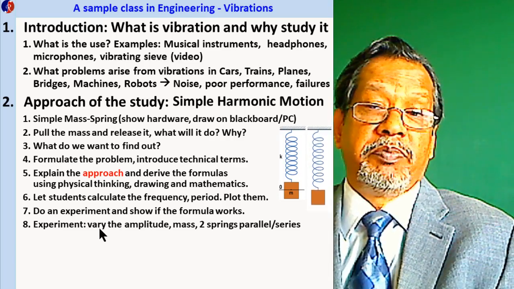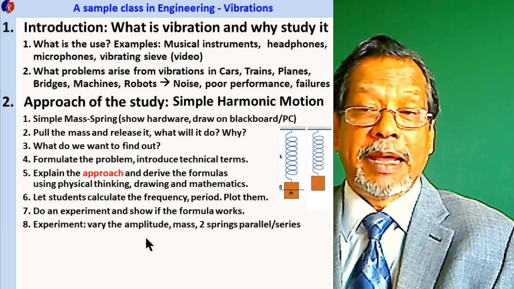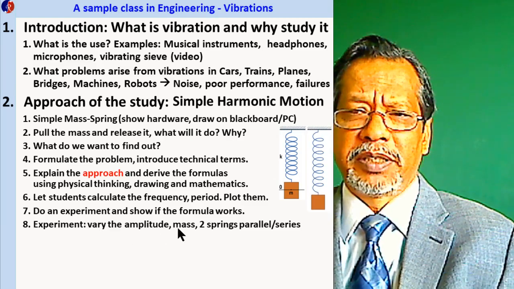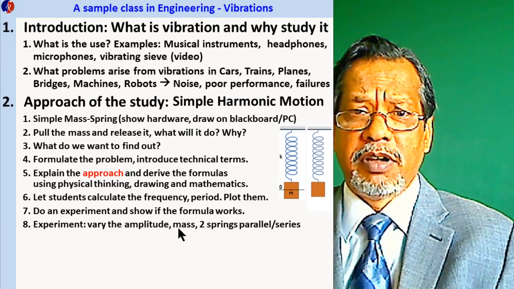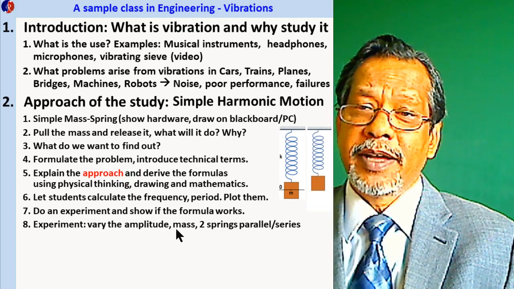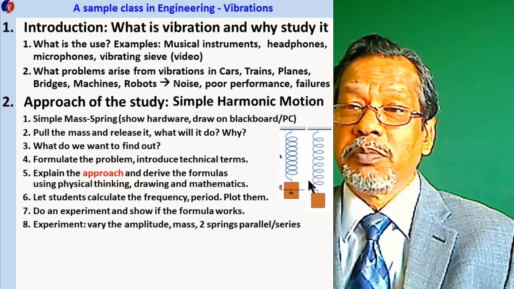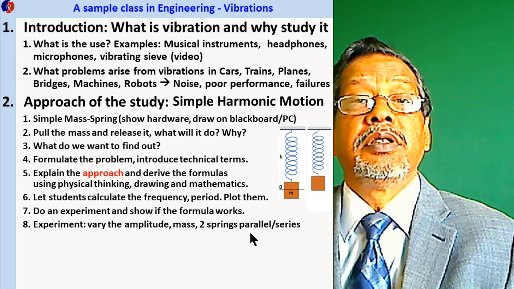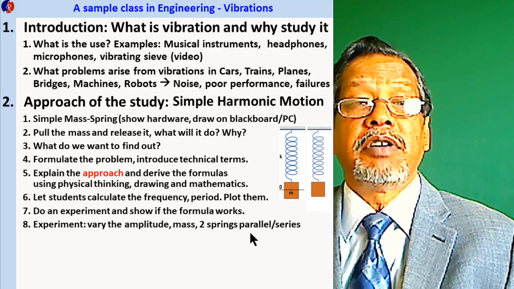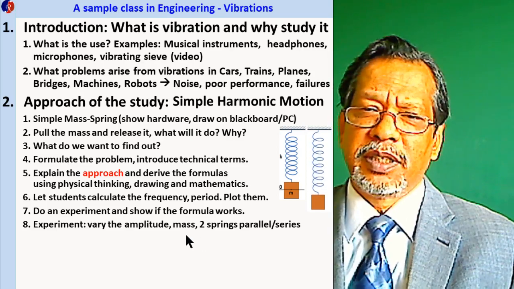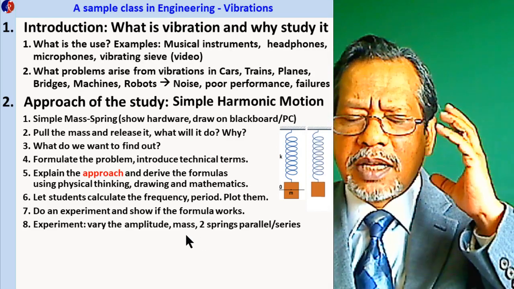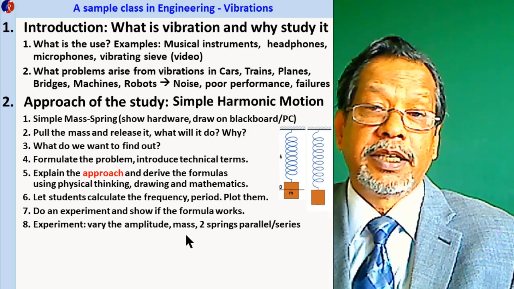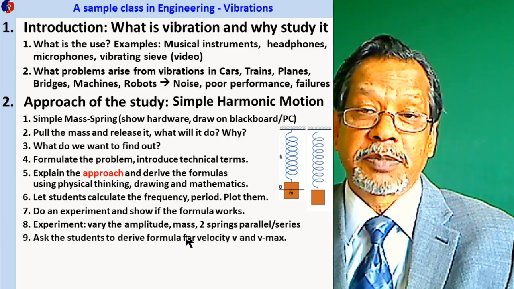In the experiment, probably you'll not get time in the lecture class, but in the lab class, you can ask them to vary the amplitude, mass. Probably you can vary right there. Just pull it a little bit longer. Okay, mass. Use 2 springs in parallel if possible to make it stiffer, and ask them to repeat that, calculate, and see the calculation matches with the experiment. Okay, so that the entire concept, the analysis process, the formulas, everything gets absolutely clear in their mind, and they can apply them to solve more complex problems.